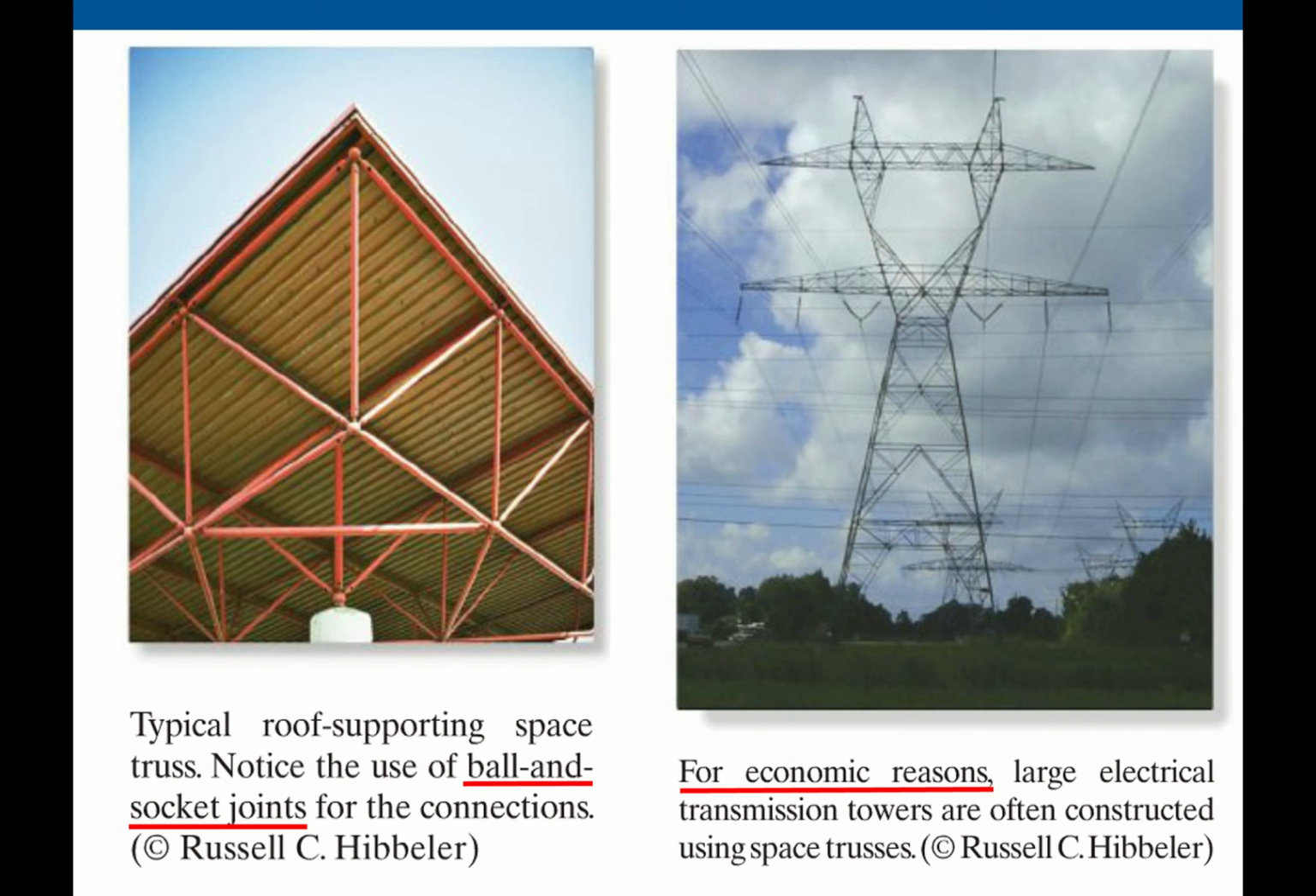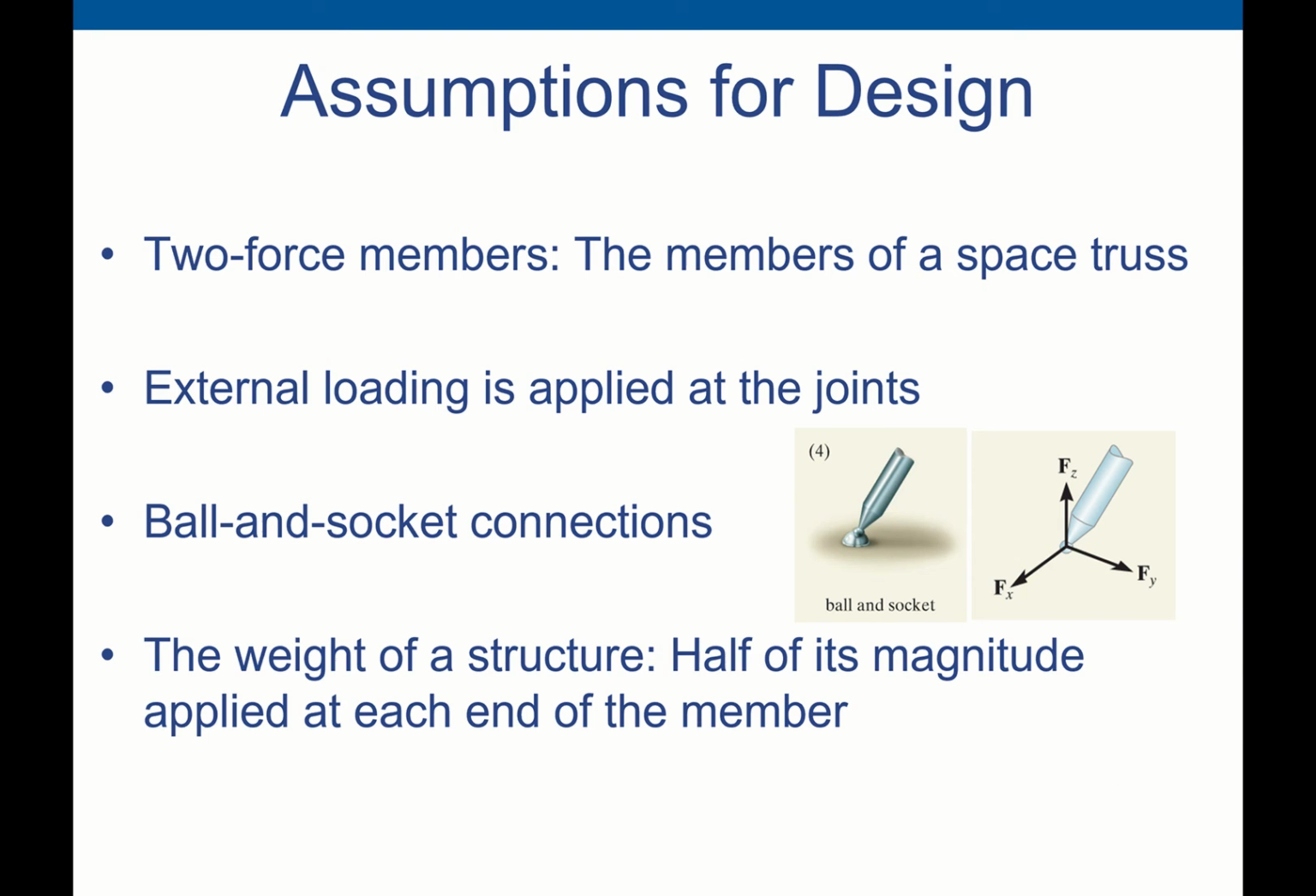So the ball and socket joint has 3 support reactions, which are translational restrictions in the x, y, z axis directions, but rotation wise there is no restriction at the joint. So the assumption for space truss is that all the members are two force members. That means they have the same magnitude at the end points, but in opposite directions.